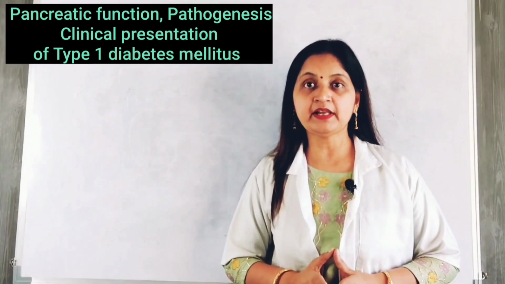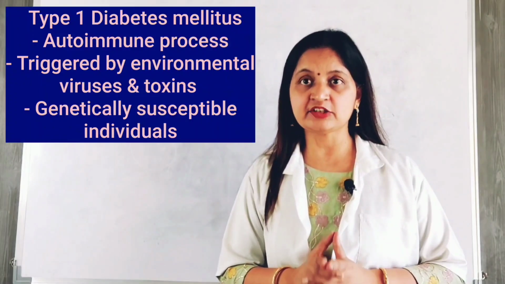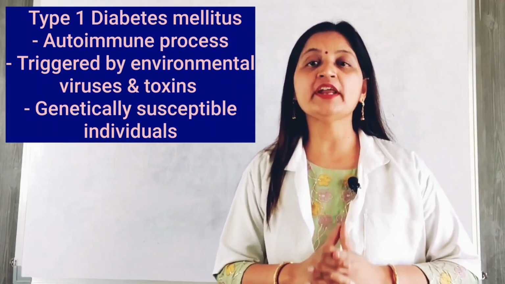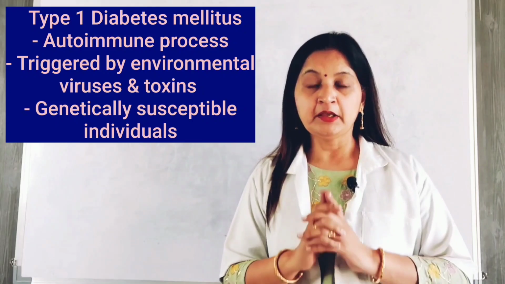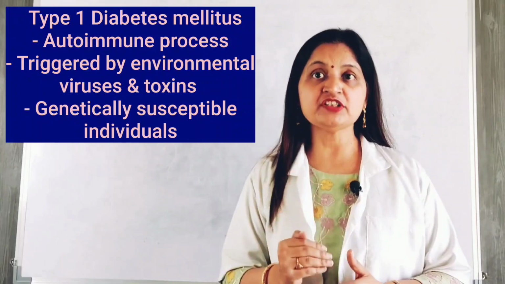In type 1 diabetes mellitus, there is autoimmune destruction of pancreatic beta cells and this is triggered by environmental factors such as viruses and toxins in genetically susceptible individuals. So the immune system attacks the pancreatic beta cells causing complete deficiency of beta cells and absolute lack of insulin. There is presence of circulating antibodies. The antibodies against the islet cells, against the beta cells or insulin are present in the circulation and this is an indication of an autoimmune process.